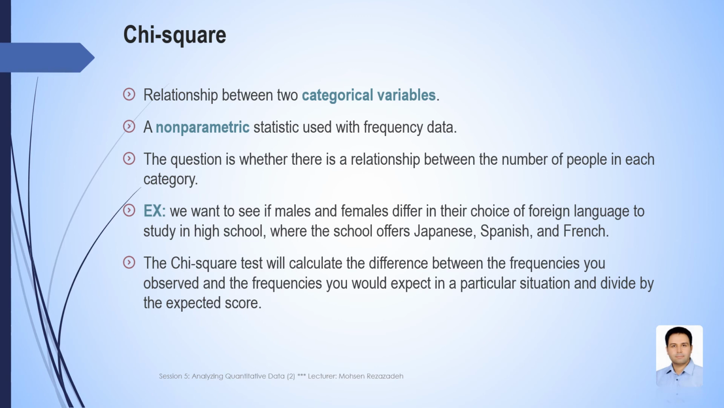Here, chi-square tells us the frequency of boys or girls who, for example, choose Spanish, or the frequency of boys and girls who choose French, and investigates if there is any relationship between these two frequencies, between the number of people in each category. Here we have two categories, males and females.